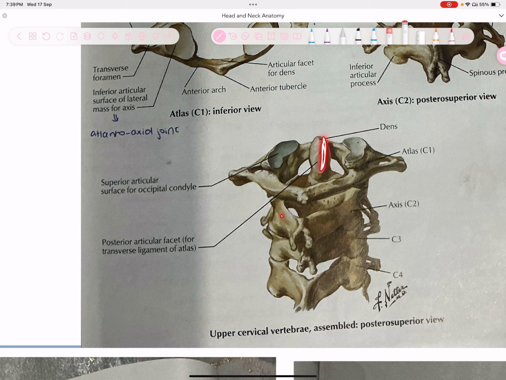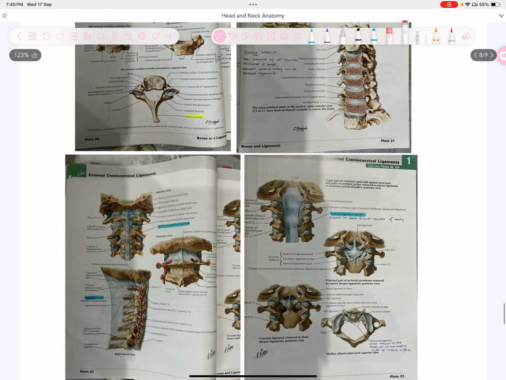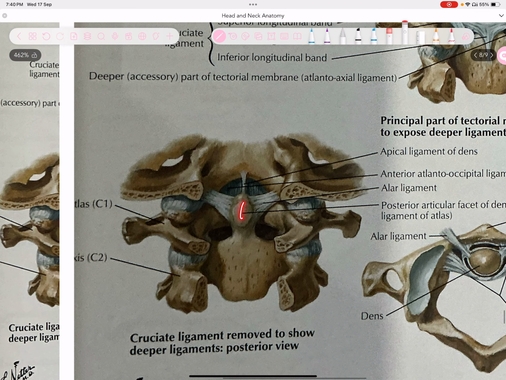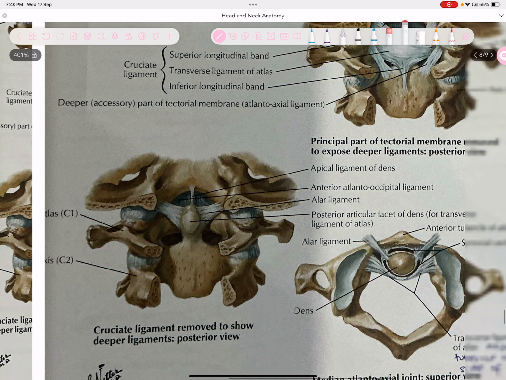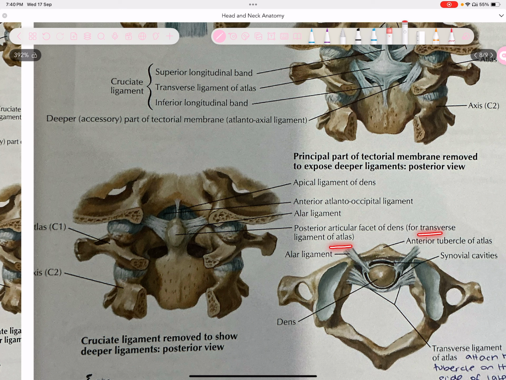So this is the dens. You can see how it's protruding, and the posterior articular facet for the transverse ligament of the atlas. The dens has a posterior articular facet which is for the transverse ligament of the atlas. Let me just clear this in the diagram. Yep, better. So here you can see that this is the dens, and the posterior articular facet of the dens, which is for the transverse ligament of the atlas.